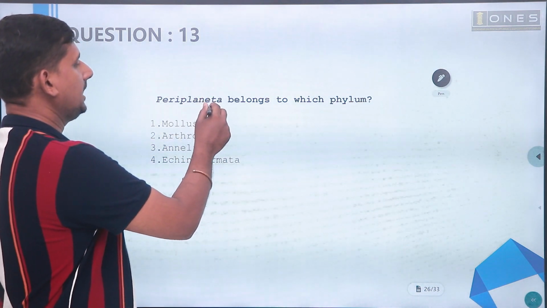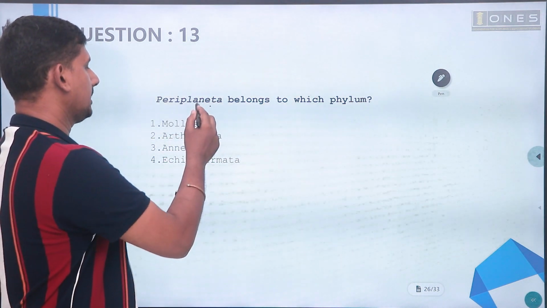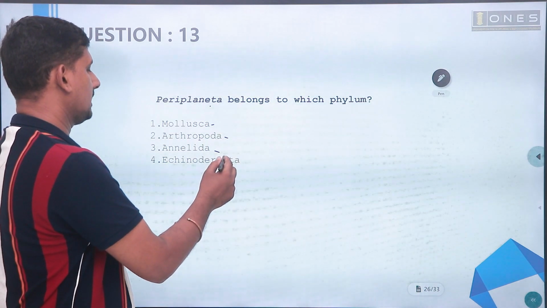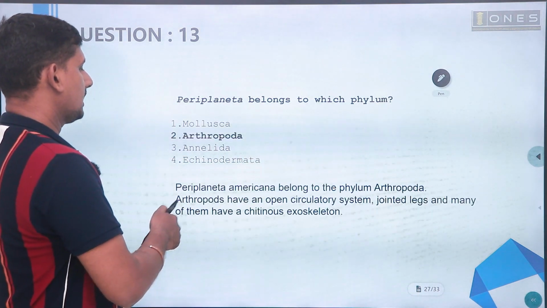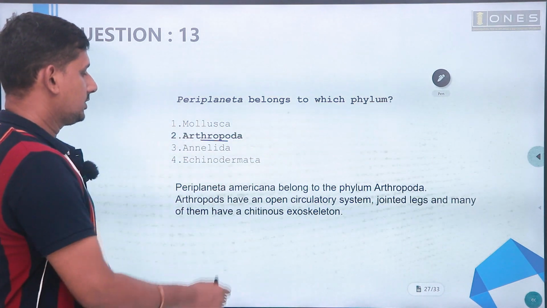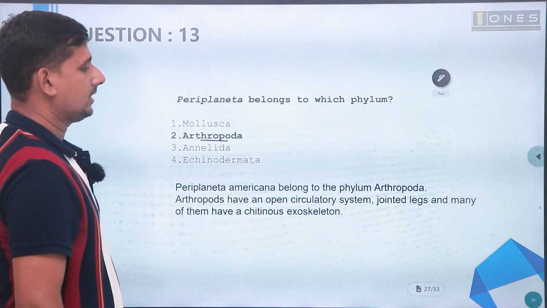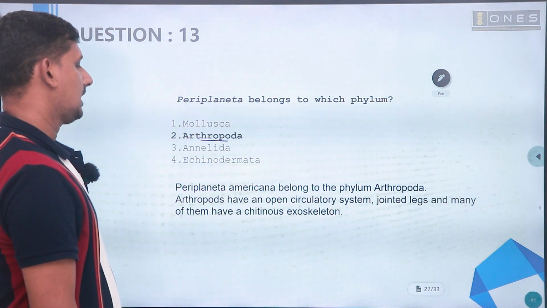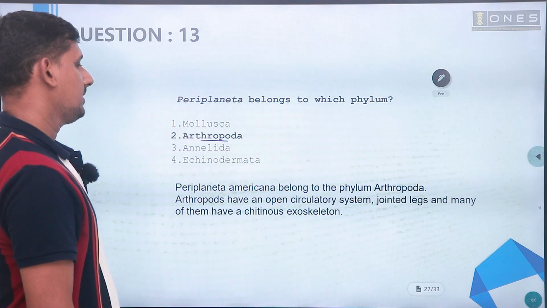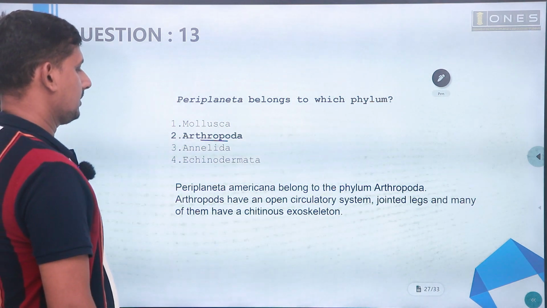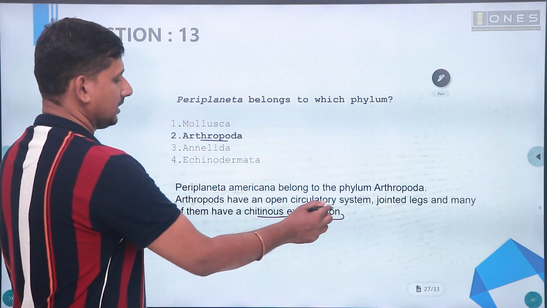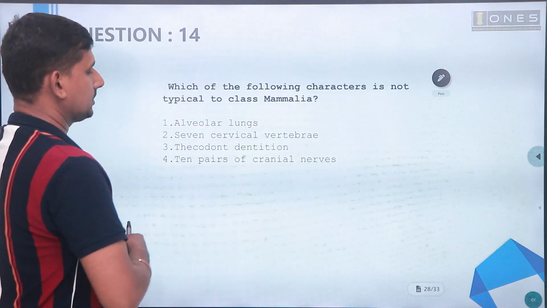Next question is Periplaneta belongs to which phylum? Whether it is Mollusca, Arthropoda, Annelida, Echinodermata. So the right option is Arthropoda. Periplaneta americana belongs to the phylum Arthropoda. Arthropods have an open circulatory system, jointed legs and many of them have a cuticular exoskeleton. So they have got a cuticular exoskeleton.